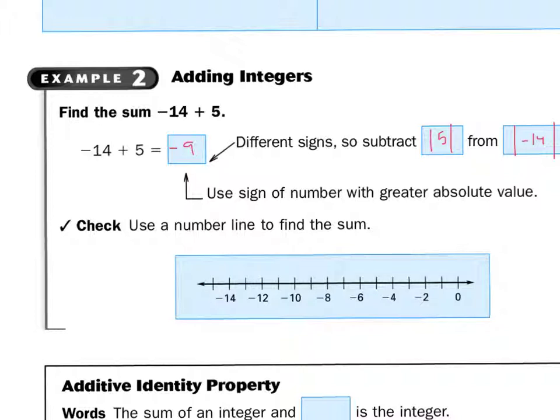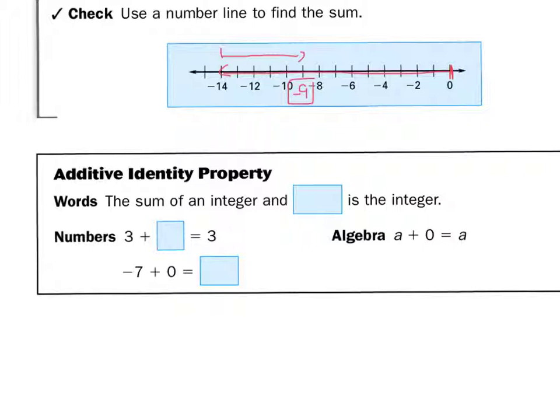To check ourselves with a number line, we start at 0. We move 14 spaces to the left, and then we move 5 spaces to the right, and it leaves us at negative 9. The additive inverse property tells us that the sum of an integer and 0 is the integer. So anytime you add 0 to something, you will get that same number. So 3 plus 0 is 3. Negative 7 plus 0 is negative 7, or a plus 0 is a.